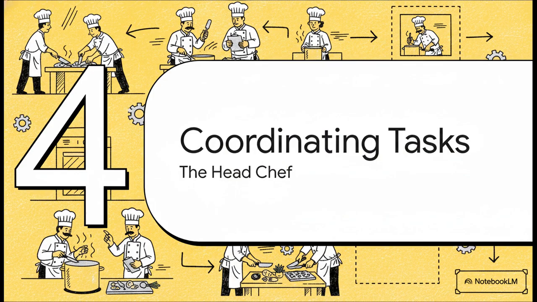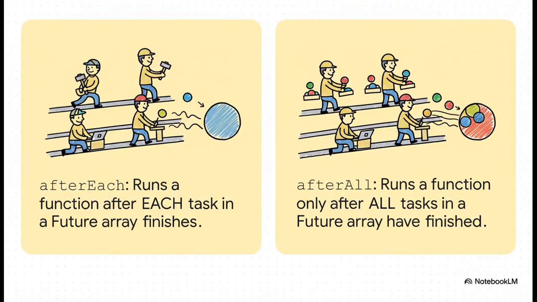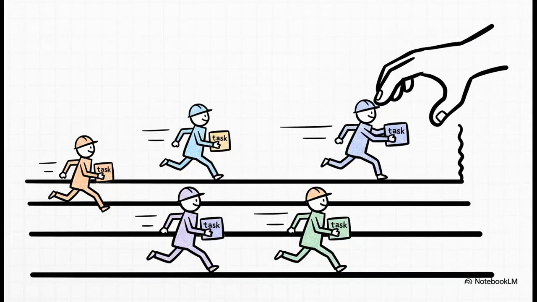Okay, running one task is great, but the real power comes from managing a whole bunch of them at once. Now, you get to become the head chef, coordinating your entire team of workers. So this slide shows you two really important tools for coordination. You can use afterEach when you want to process results as they come in one by one, and you'll use afterAll when you need everything to be totally finished before you take some final action, like say calculating a grand total.